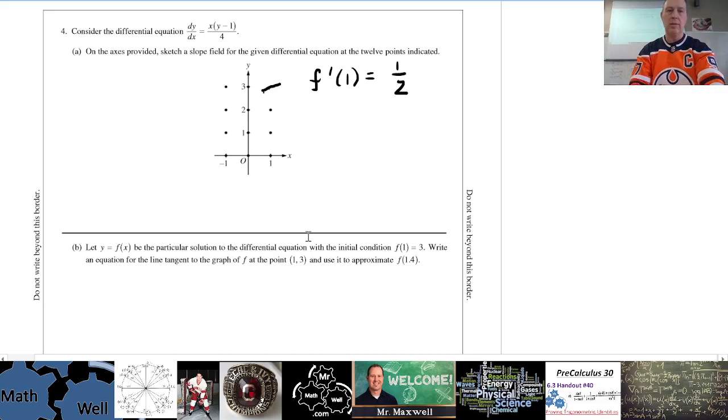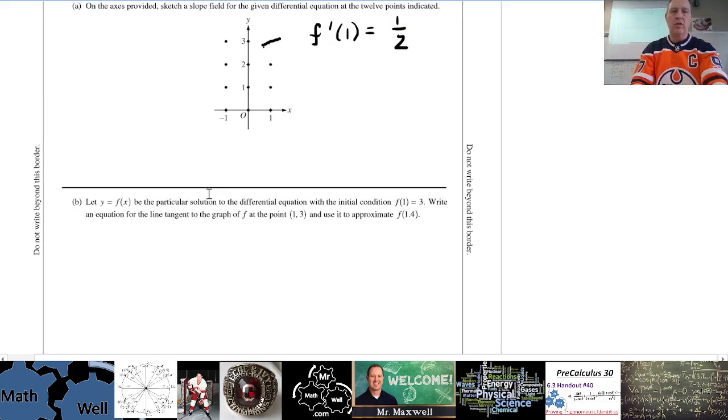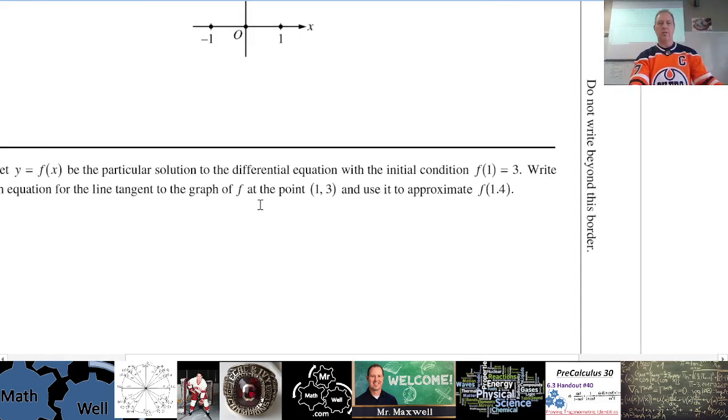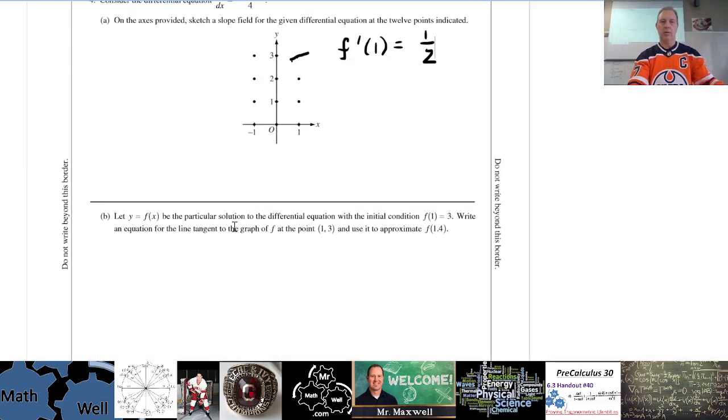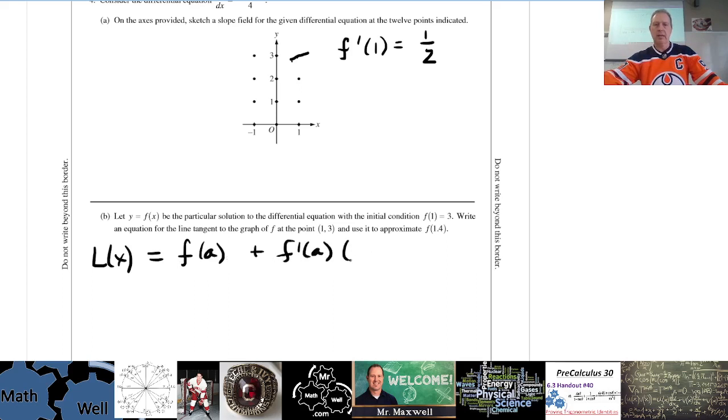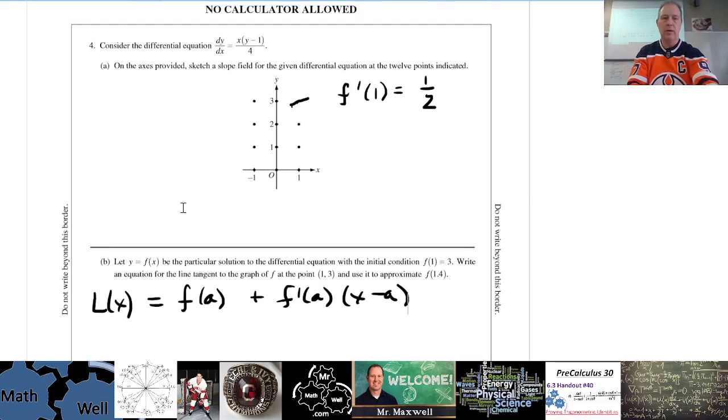So linear approximation. For C, you're going to have to find the particular solution, but for B, you're right, you can just use the slopes on the graph. So that is an important note. So what's the linear approximation? L of x equals f of a plus f prime of a times x minus a. So we're basically taking a starting point, f of a, and in this case, we're going to take f of 1 equals 3. Let me make this a bit bigger for you.